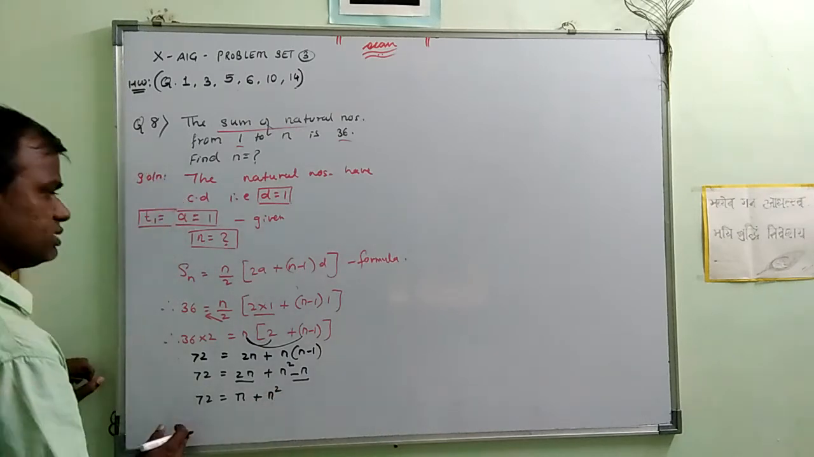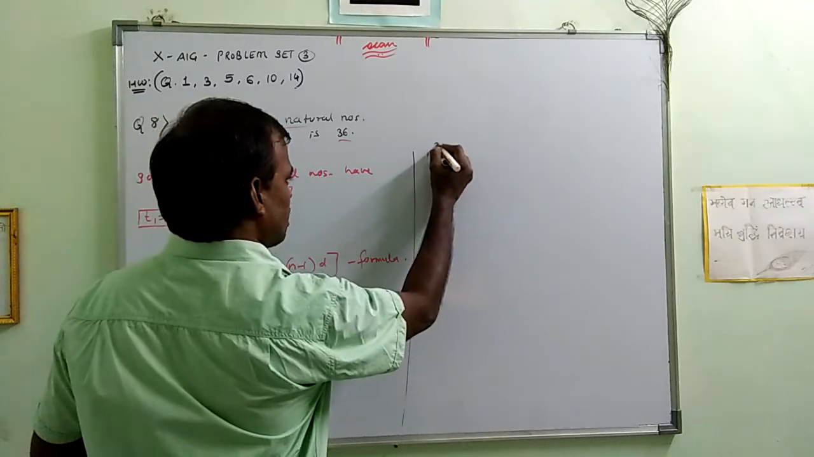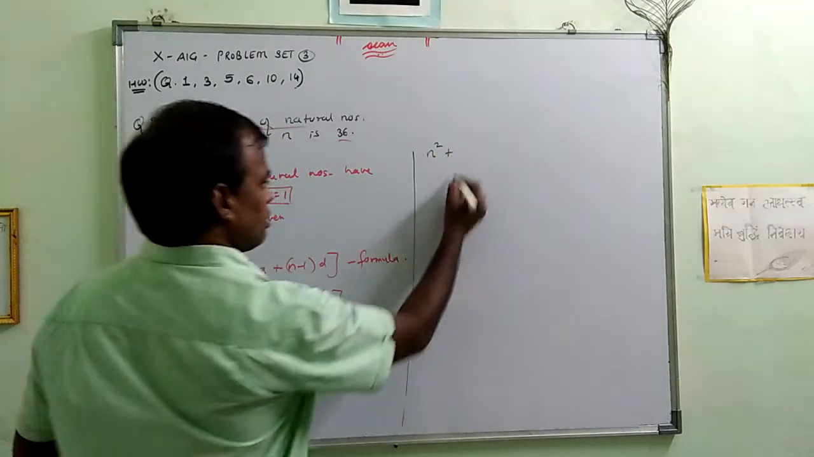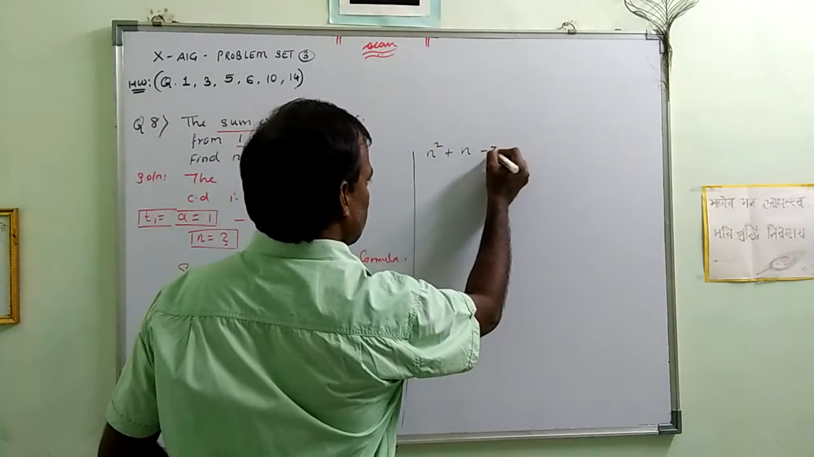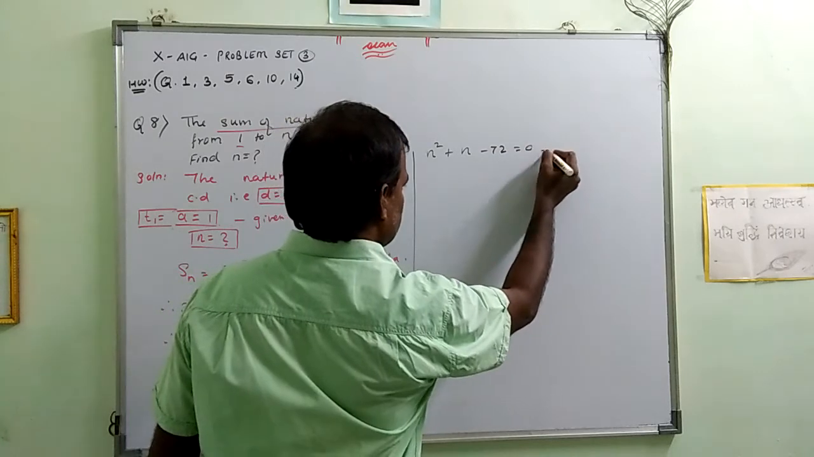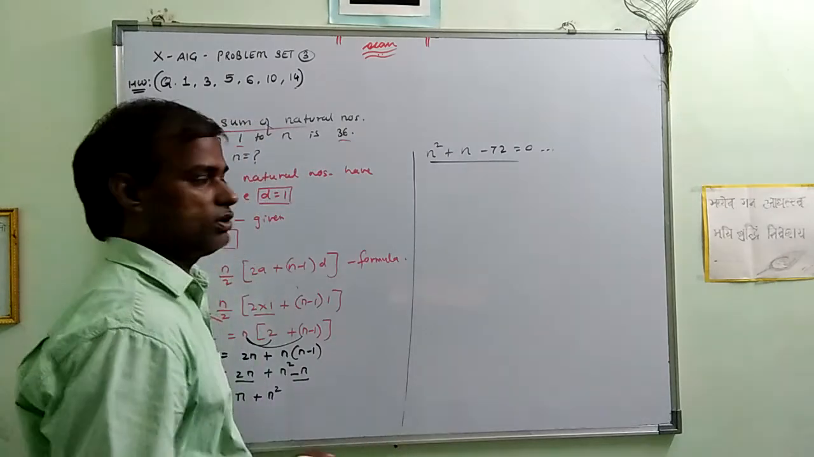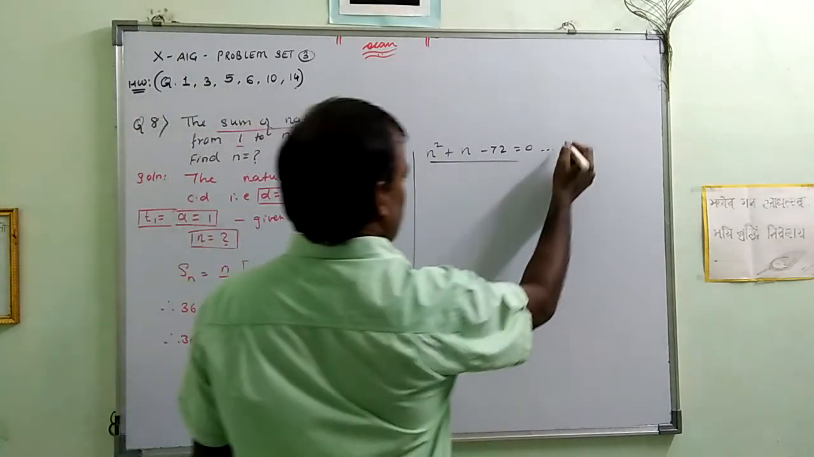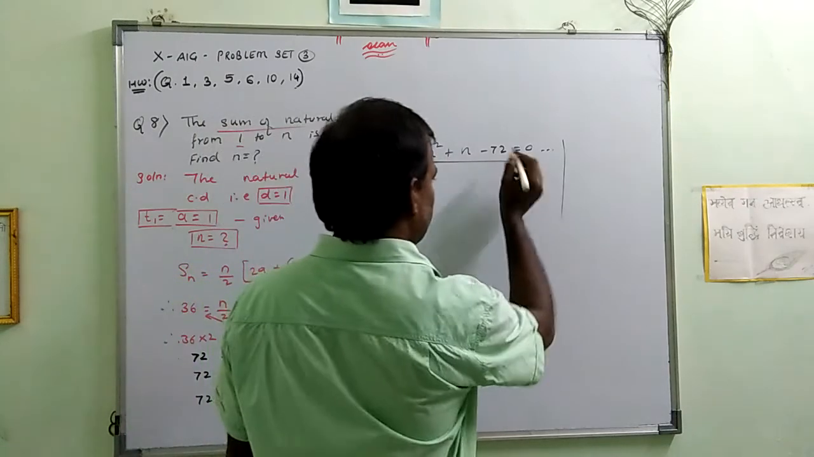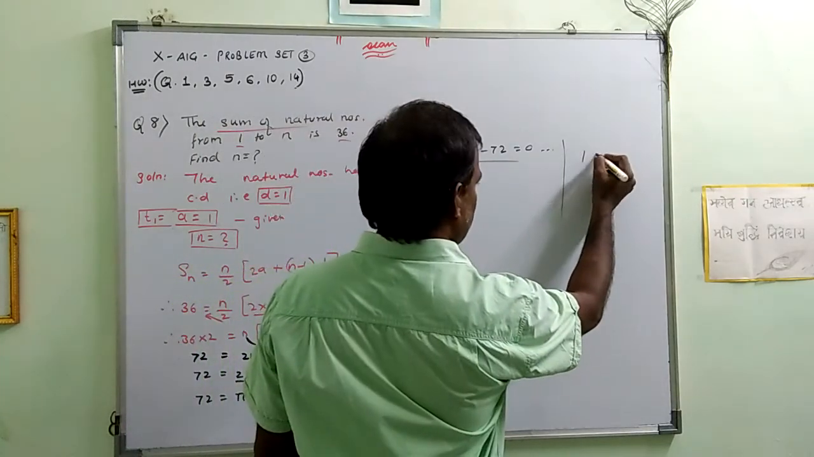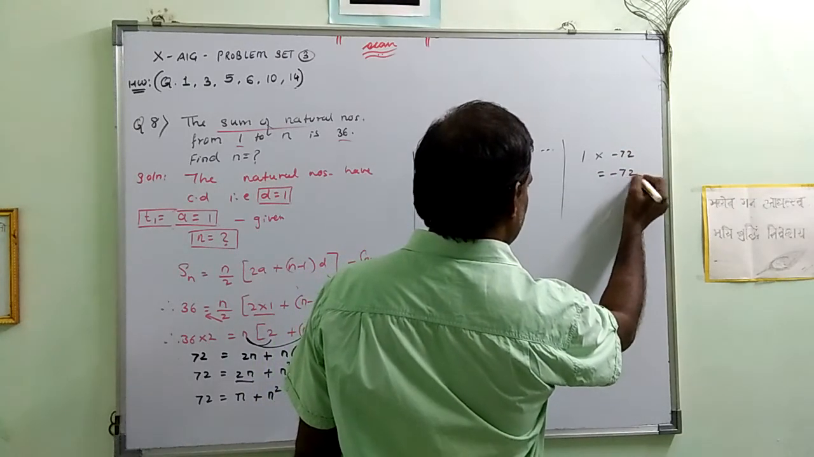So this gives us an equation like this, a quadratic equation. N square plus n, this goes that side, minus 72 equals 0. Okay. This becomes a quadratic equation. Now how to solve this? Take 1 from here and minus 72 from there. So 1 into minus 72 gives us minus 72.